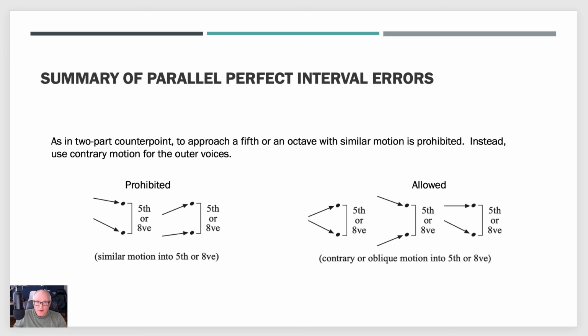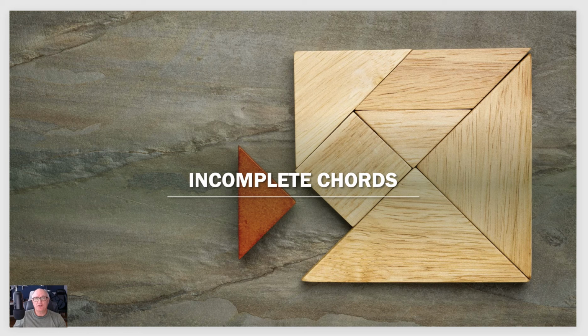As in two-part counterpoint, to approach a fifth or an octave with similar motion is prohibited. That's the idea here. Instead, use contrary motion for the outer voices. If you see similar motion into fifths and octaves from the outer voices, it's violated those rules. It's that simple. So this is a good thing to refer back to. Next, let's look at incomplete chords.